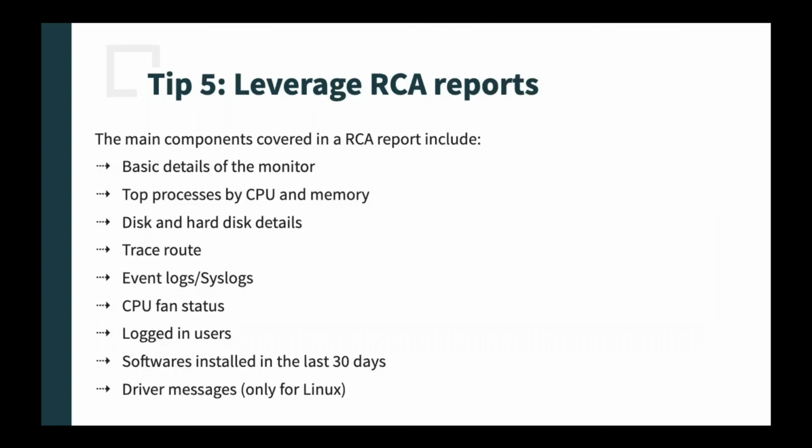Tip 5 concerns RCA or root cause analysis reports. An RCA report gives the precise reason behind downtime as well as provides a trace route map that helps diagnose connectivity issues. For example, if a server crashes due to high process usage, a server monitoring solution like Site 24/7 will declare the monitor as down and send out an RCA report.